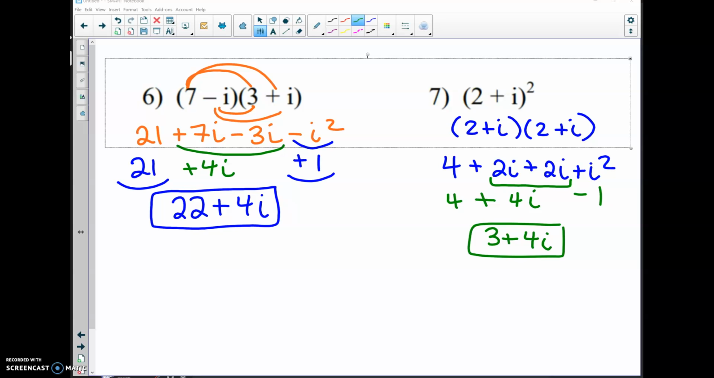If you said 3 plus 4i, you are correct. Just remember, we need to change i squared to be negative 1. Combine like terms of 2i and 2i makes 4i. And then combine the constants now. 4 minus 1 is 3. So that is operations of complex numbers with addition, subtraction, and multiplication.